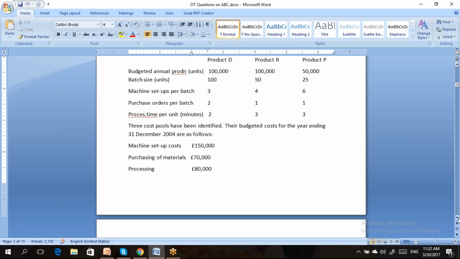So for the product R, there are 4 setups. You can look at it from that angle. 652 into 4 divided by 50 would have been the answer. Isn't it? 652 is per setup. For the product R, there are 4 setups. 652 into 4 divided by 50 would have given the unit price.